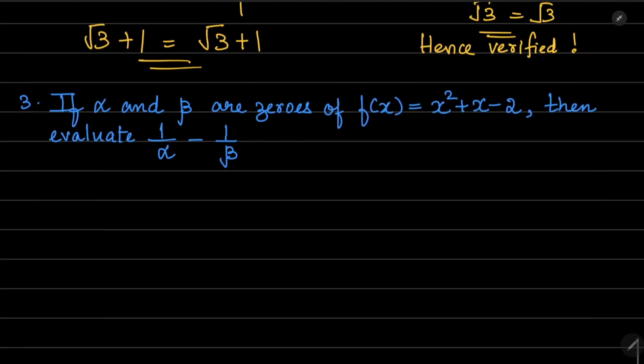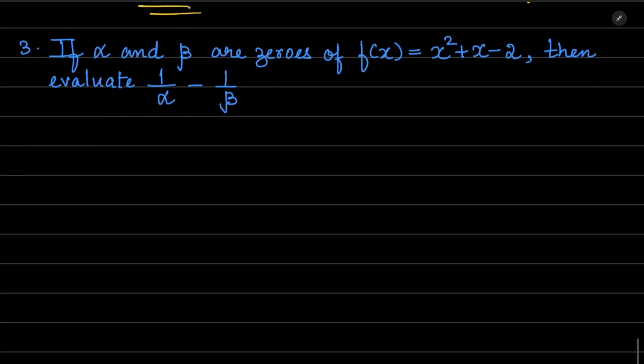Let's move on to the next question. The question is, if alpha and beta are the zeros of your polynomial f of x equal to x square plus x minus 2, then evaluate. That means find the value of 1 by alpha minus 1 by beta. The minute you are given that alpha and beta are the zeros of the polynomial, so you are given f of x is equal to x square plus x minus 2.